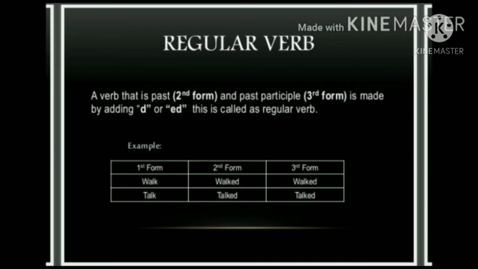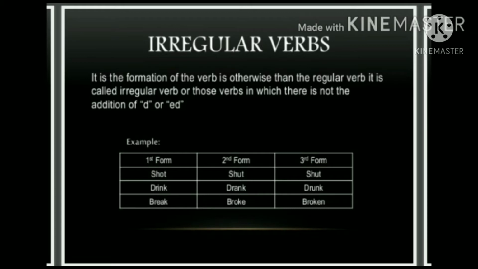Coming to irregular verbs, the formation of the verb is otherwise than the regular verb. It is called irregular verb. As you can see in the formation, the first form is written the word shut, second form shut, and third shut. So here you can see we have not added d or ed to the word. If we would have added d or ed, it would have been a regular verb. And in irregular verbs, you can see the formation changes entirely. It's not just adding d or ed like in the regular verb. Let's read the other examples. Drink, drank, drunk. Break, broke, broken.